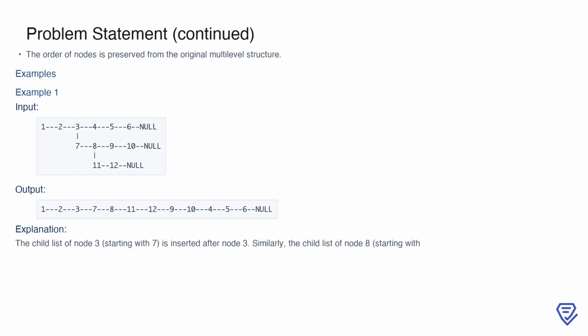The output for this example would be a single-level list, 1, 2, 3, followed by the nodes from 3's child list, which are 7, 8, 11, 12, 9, and 10. Finally, the remaining nodes from the original main sequence, starting with 4, are appended, preserving the overall order.